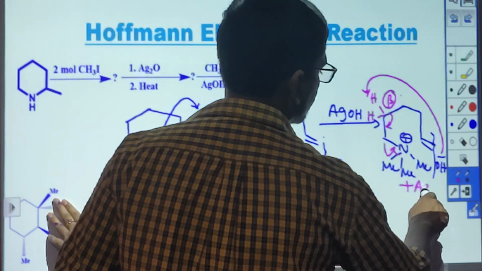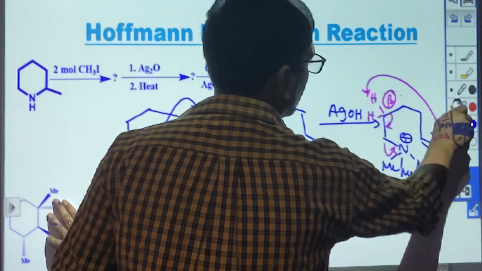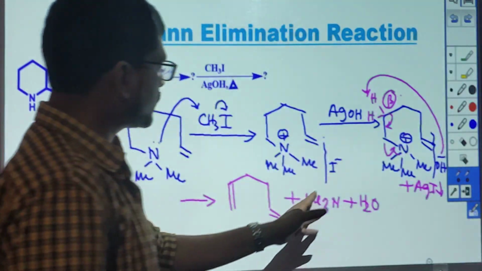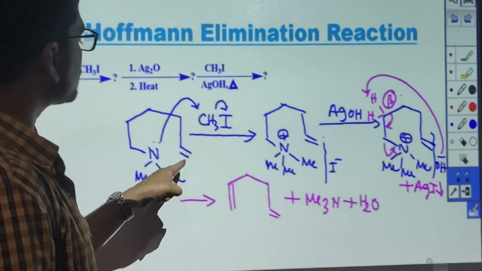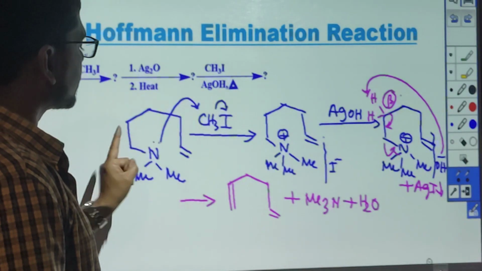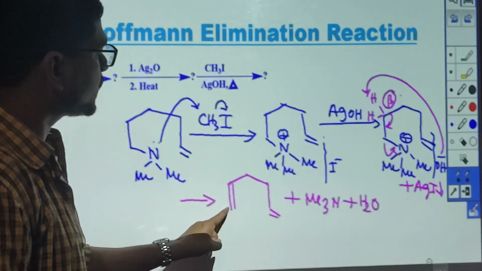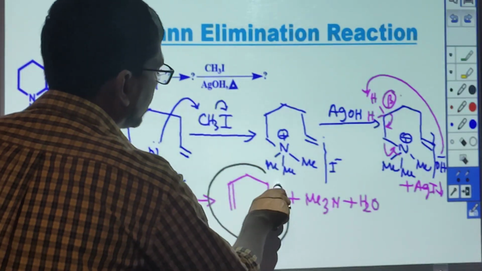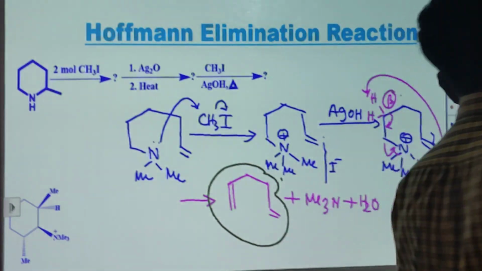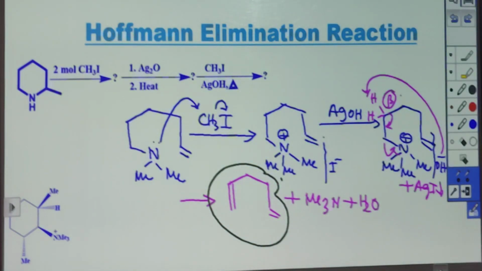Here AgI you just write. So this is the product. Initially, how many carbons are there? 1, 2, 3, 4, 5, 6. Done. So this is my alkene. Like that, you need to do the Hoffmann elimination reactions.